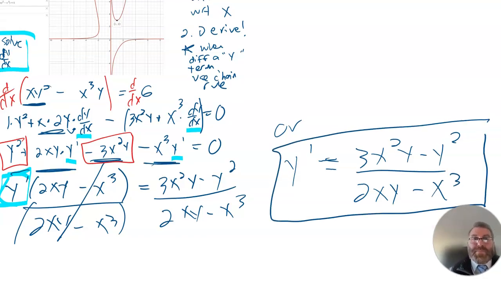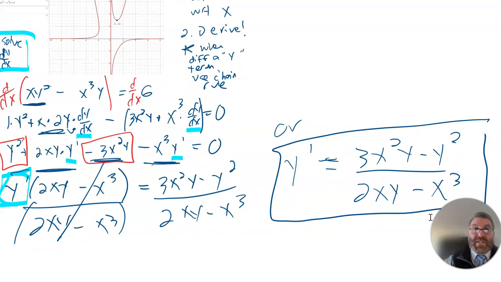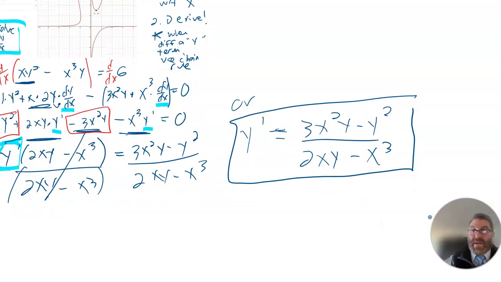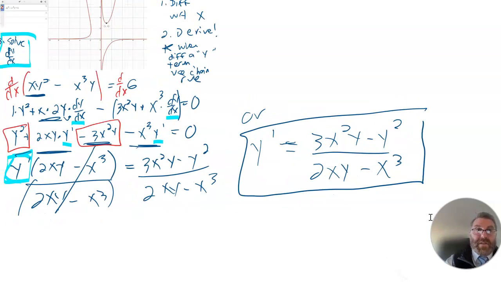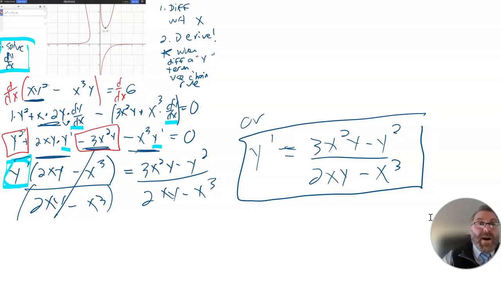Okay? Now, that's a little bit different than what we've been finding as derivatives for explicitly defined functions, isn't it? Note that this derivative has an x and a y in it. Therefore, if I'm trying to find the slope of a tangent line at any point on this crazy implicitly defined relation, which looks like a fun little graph, I have to plug in the x and y value of the point I'm looking for.